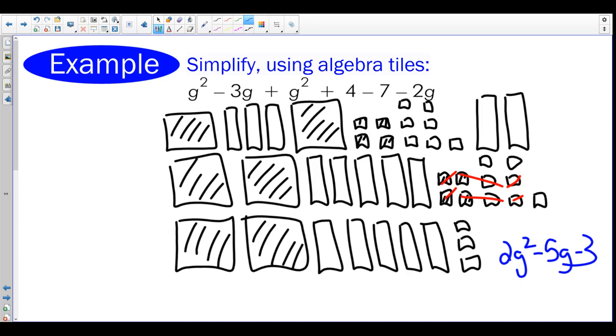So if it gives you the equation or the expression like it does in this question, you have to draw it out. You have to draw it out again and put all the like terms together. Use your 0 pairs to eliminate stuff that makes 0. Write out what's still left over, and then translate that back into an algebraic statement or a polynomial.